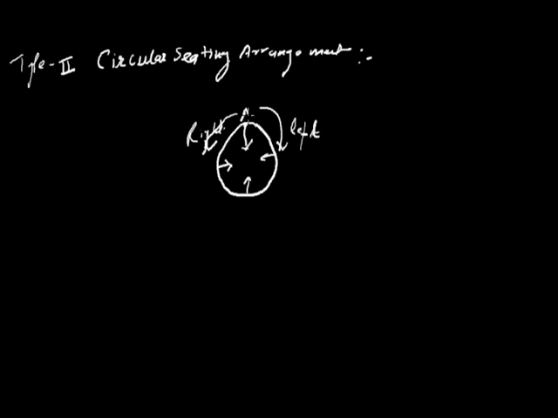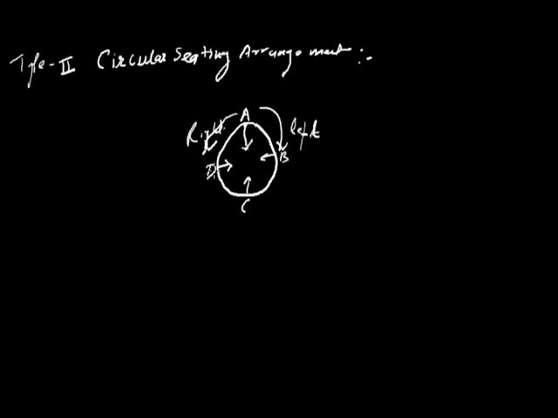For example, suppose A, B, C, and D are four people sitting around a circular table. Okay, and now we can say that B is to the left of A because B is in the clockwise direction to A. That's why we can say that B is next to the left of A. Similarly, we can say that D is the person who is next to the right of A.